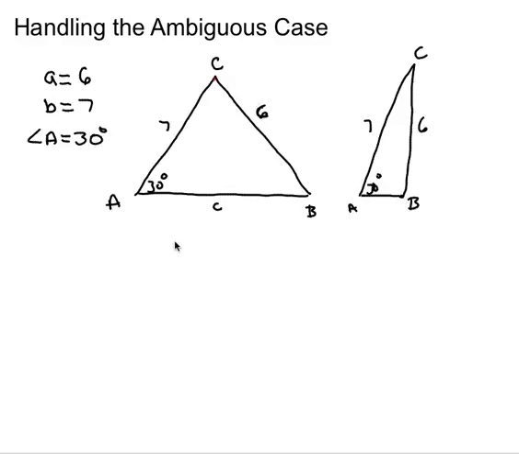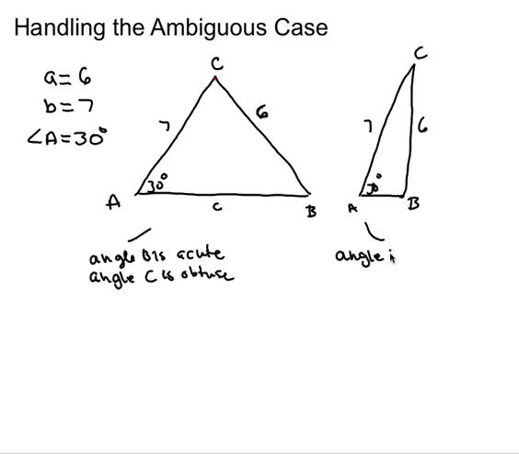In this case right here, we have angle B is acute, and angle C is obtuse. In this situation over here, we're going to end up with angle B is obtuse, and angle C is acute. So when we go to solve this, we're going to end up with two different triangles and lengths.